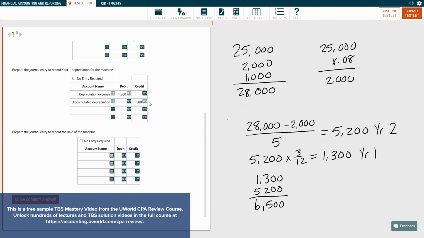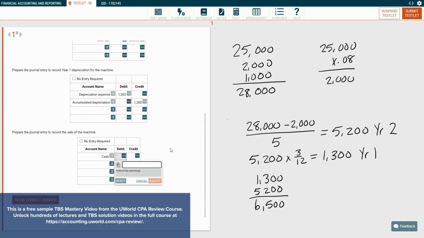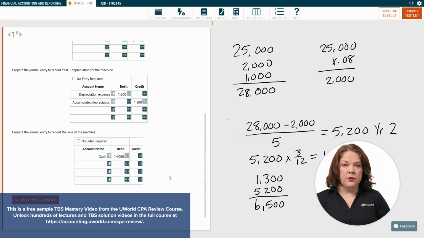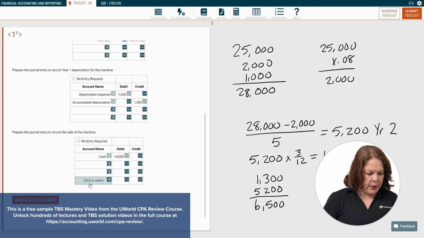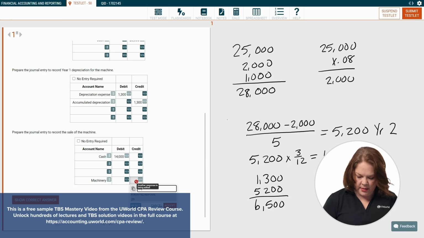I like to record the cash piece first, right? Cash is coming in. That's going to be a debit. That's the easy part. So cash, and they've paid us $14,000. What else needs to happen? This machine is still on the books at $28,000, the full cost that we capitalized, right? We've been using that accumulated depreciation account. So it's an asset. We recorded it at $28,000. We now need to record a credit of $28,000 to get that asset off the books. So let's do machinery for $28,000.